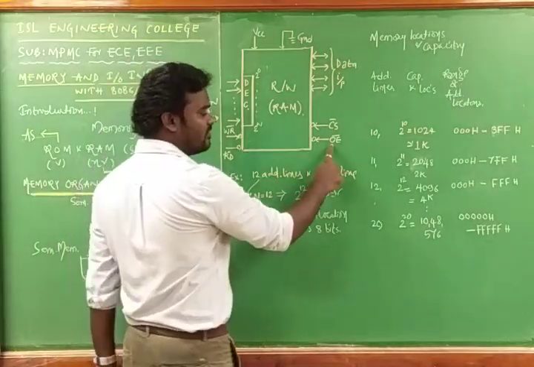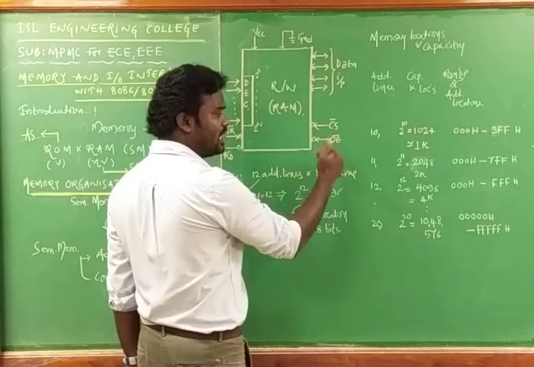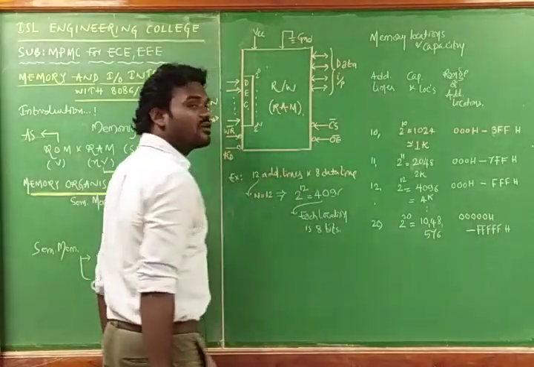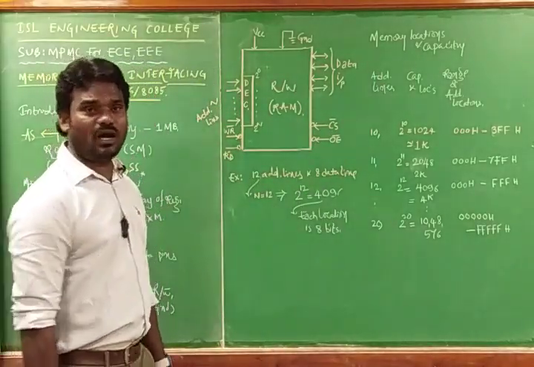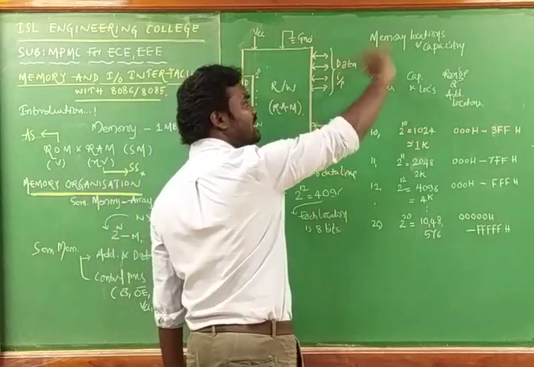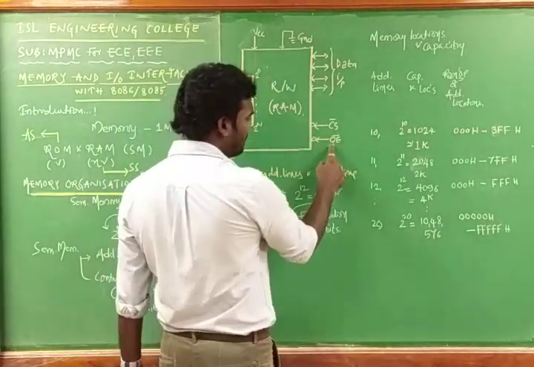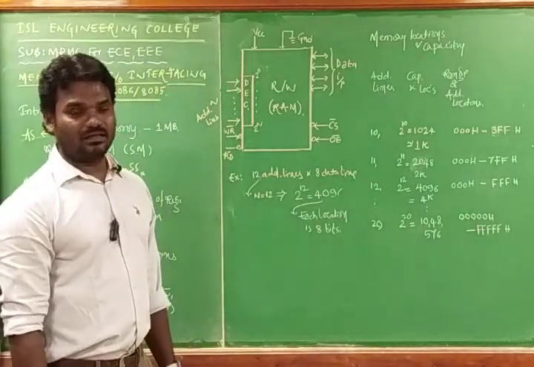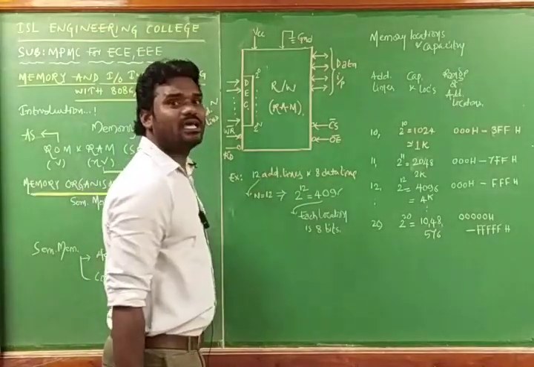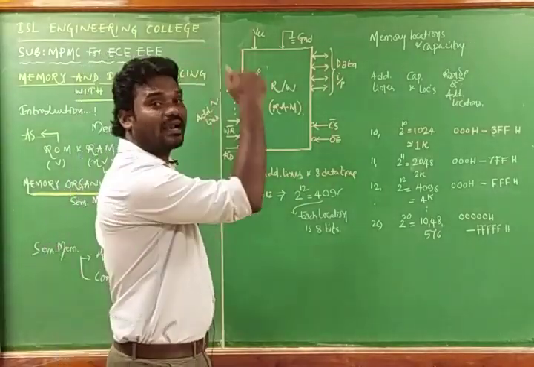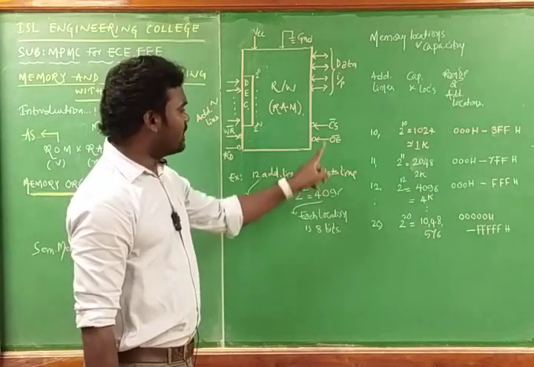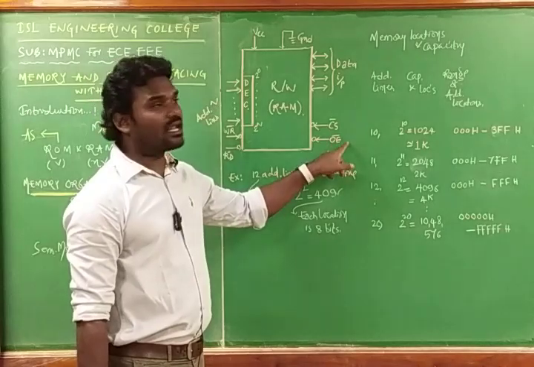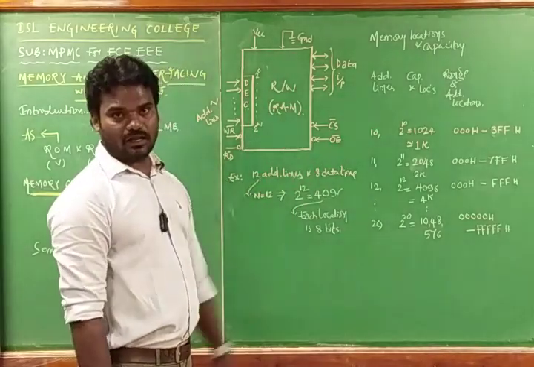Whenever output enable is 0, these pins serve as output pins. That means the processor is reading the data. Whenever this output enable pin is 1, active high, these pins act as input pins so that the processor will write the data into the memory. OE is nothing but output enable. Based on this signal, it can read or write the data.